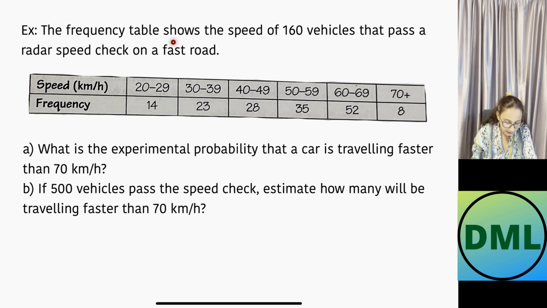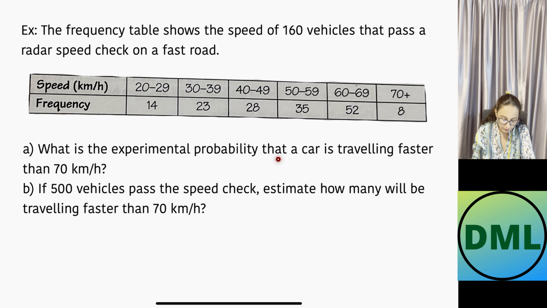The frequency table shows the speed of 160 vehicles that pass a radar speed check on the fast road. This is the speed in kilometers per hour. 20 to 29, the frequency is 14. 30 to 39, the frequency is 23. 40 to 49, the frequency is 28. 50 to 59, the frequency is 35. 60 to 69, the frequency is 52. And above 70 is 8.